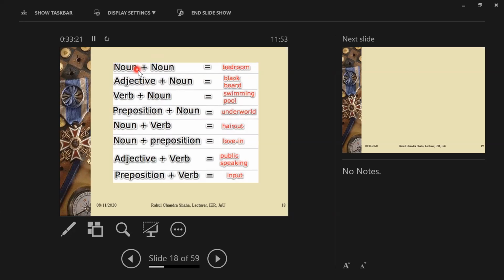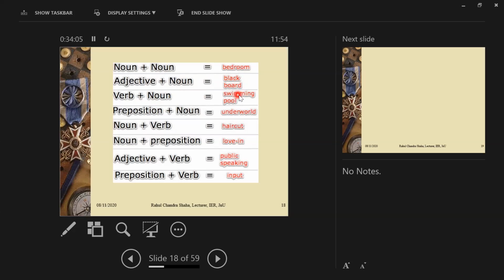First one is bedroom, blackboard, swimming pool, underworld. The first one is an example of noun plus noun. That means the compound noun. Their two words make a single word, and the composition of the two words is noun plus noun. Bed is a noun and room is a noun, and these two words create a single word, which is known as bedroom, and it is also an example of the compound noun. And when you use adjective plus noun, there is the example of blackboard. Black is the adjective and board is the noun, so the combination of adjective plus noun is the example of blackboard. And the third one is the example of verb plus noun.